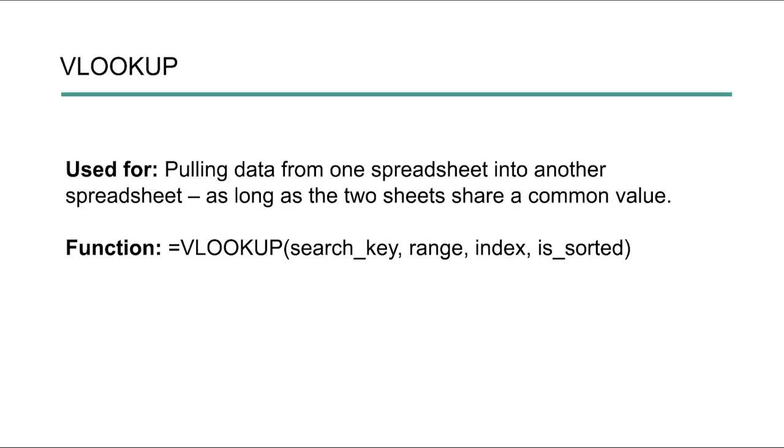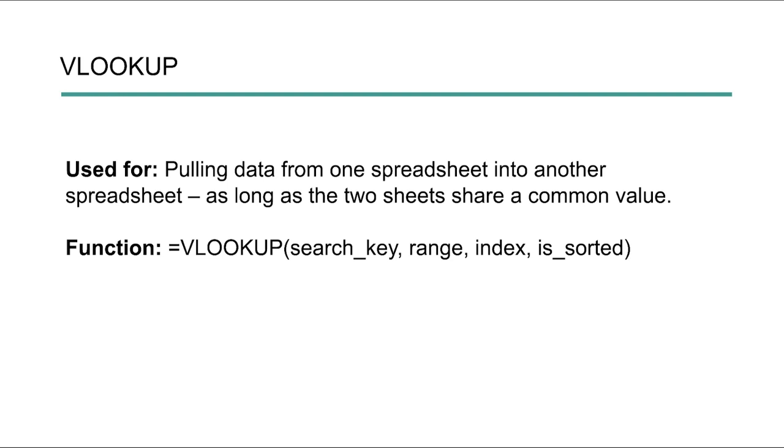So the first one is probably the one I use the most, and it's VLOOKUP. VLOOKUP is used for pulling data from one spreadsheet into another. Now, there is a caveat to this. You have to have at least a shared value within each of the sheets. So you need to have either a keyword on each of the sheets or a URL on each of the sheets, because it needs to have that vertical lookup in order to find the information.